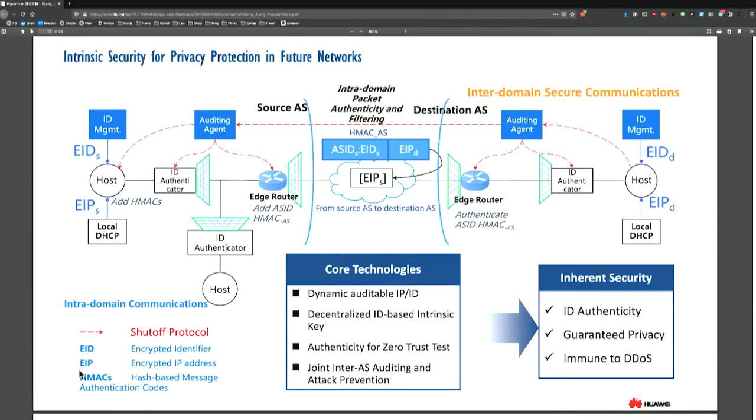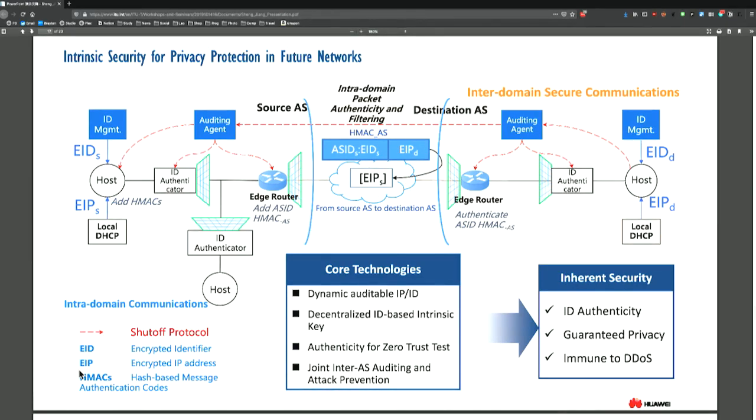The traffic traveling over the internet contains this ASID verifier, an ID, and an encrypted IP. As the packet attempts to enter the destination autonomous system, the sender's ASID, that is the originating autonomous system ID HMAC, is authenticated to permit it to enter. Then its content is made available and the destination address pieces are decrypted.